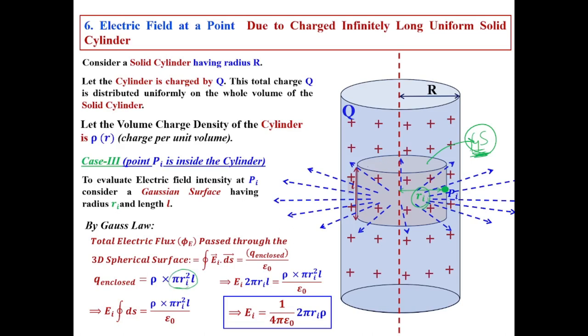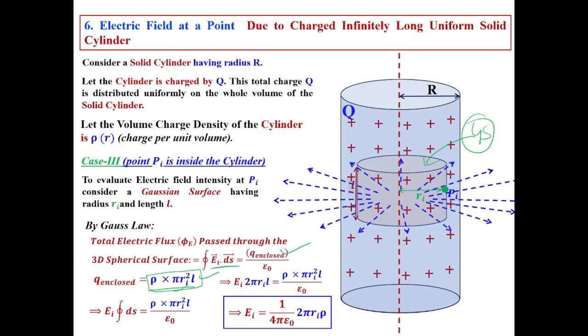L is the thickness or height of this cylinder. So pi r square L is the volume enclosed by this Gaussian surface. So the charge enclosed by this Gaussian surface will be how much? This much volume, and per unit volume the charge is rho. So rho into pi ri square into L is the charge enclosed by this Gaussian surface. So, this Q enclosed we found this much.